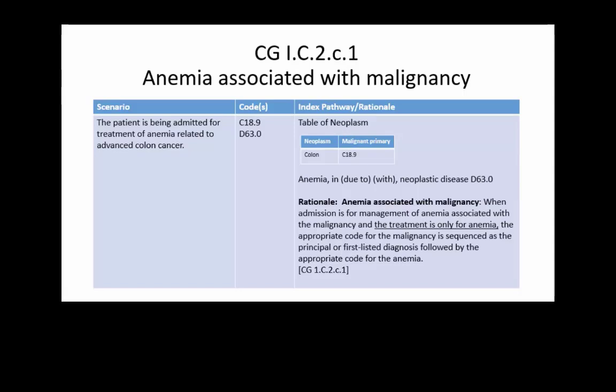So I have here the table of neoplasms showing you the colon cancer is a malignant primary, and then the anemia is your main term in the index with or due to neoplastic disease. Neoplastic disease, neoplasm, and malignancy are all terms that can be used interchangeably.